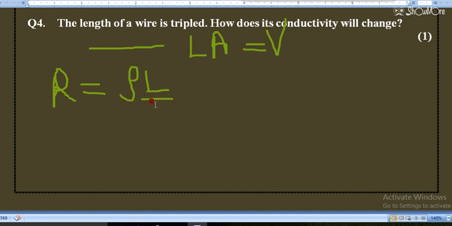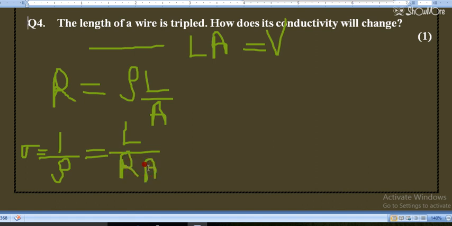So this is the first case. Conductivity is 1 by rho, which is denoted by sigma. So sigma will be equal to 1 by rho, and it is equal to L divided by RA. So this is the value of sigma for the first case.